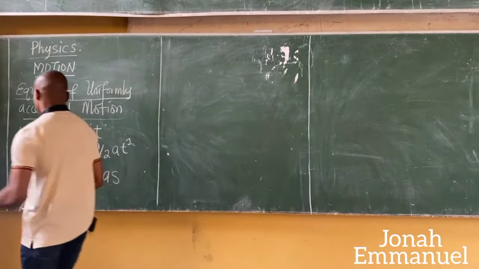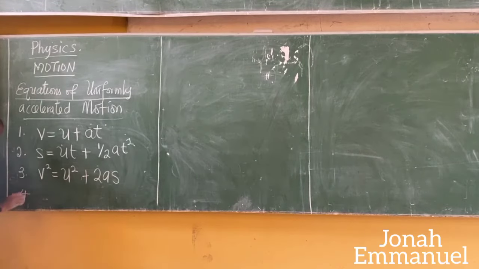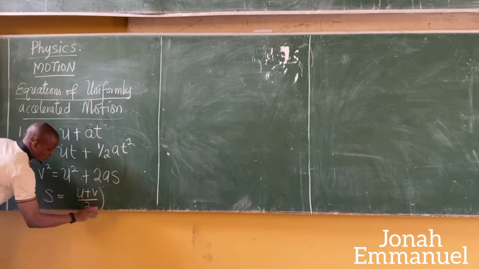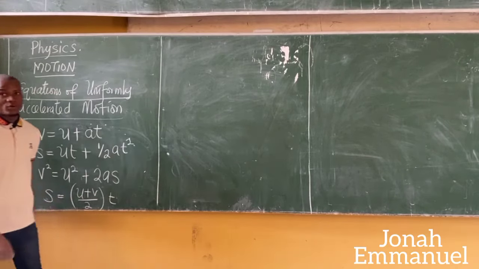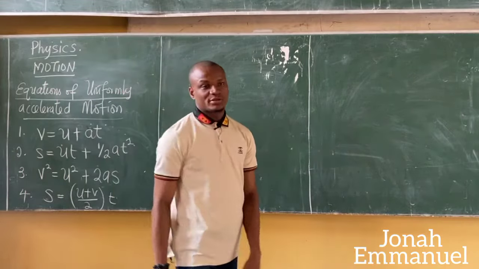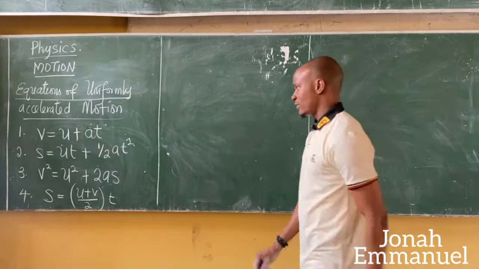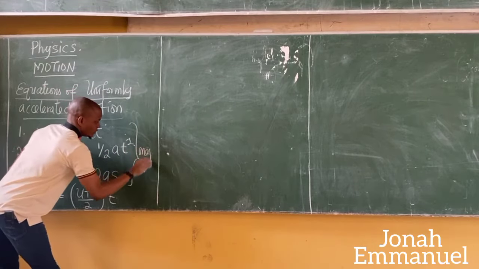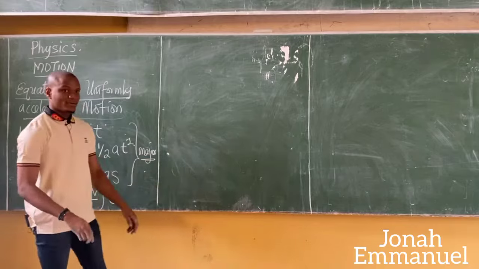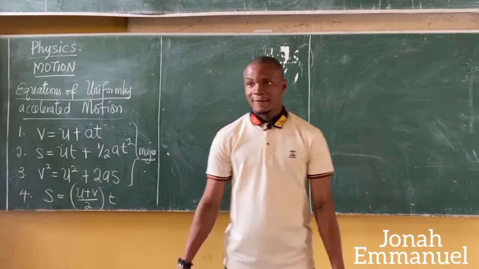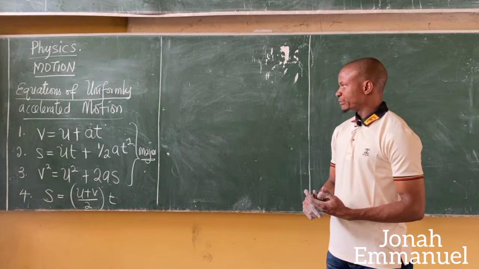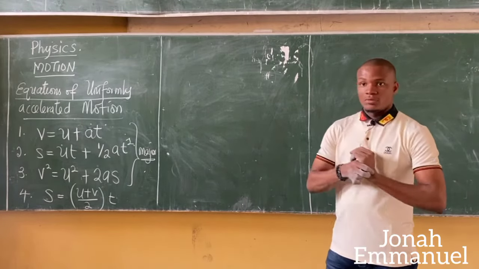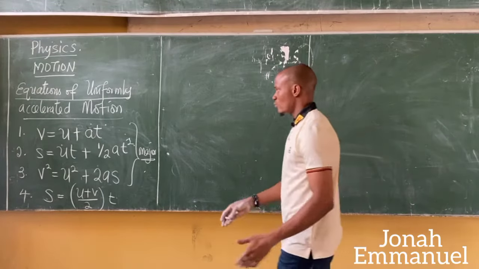There's one more. It's kind of minor, but it still exists. But what is the fourth? s equals what? s = (u + v)/2 times t. See, the fourth one is a minor one. The 3 major ones are the first three. So these are the major ones. We good? Alright. So what does this mean?